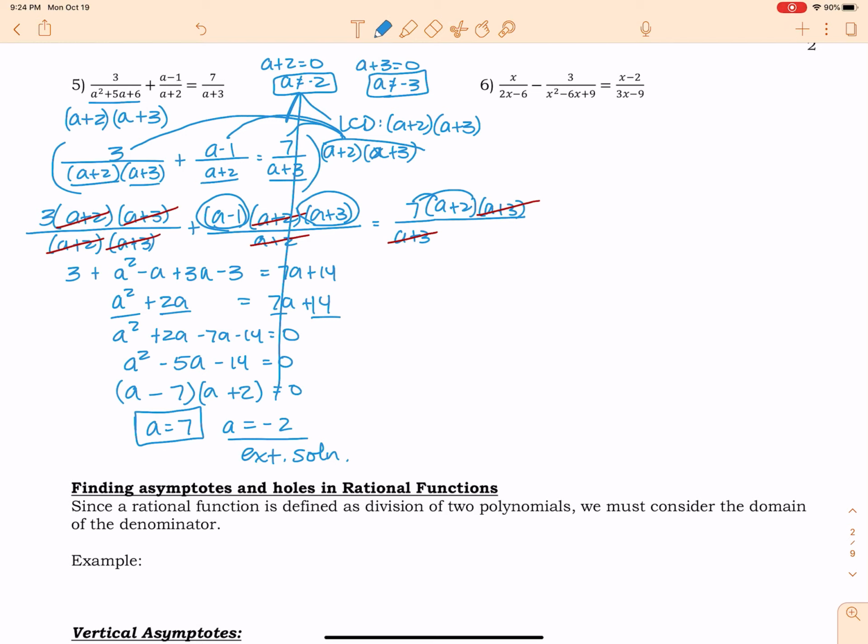All right, so let's look at number 6. I'm going to erase this right here so we've got more room.